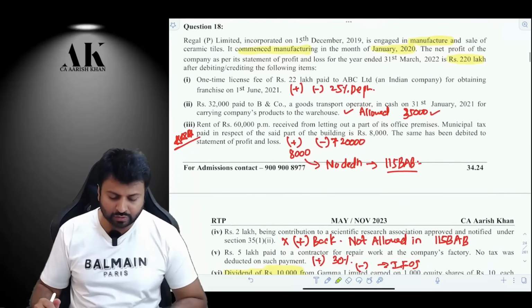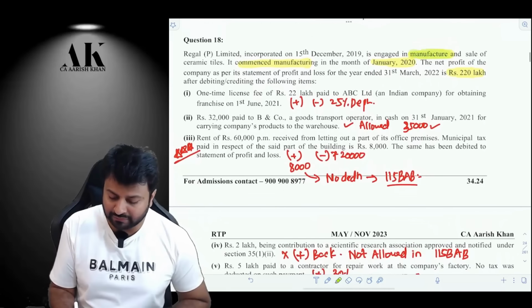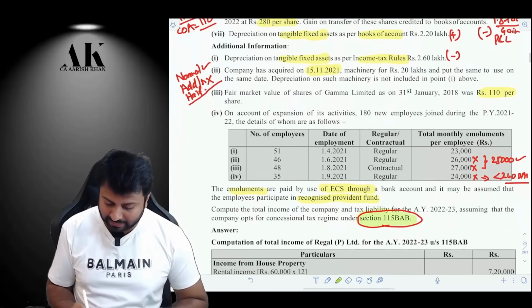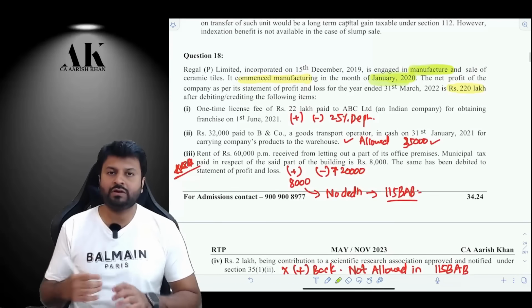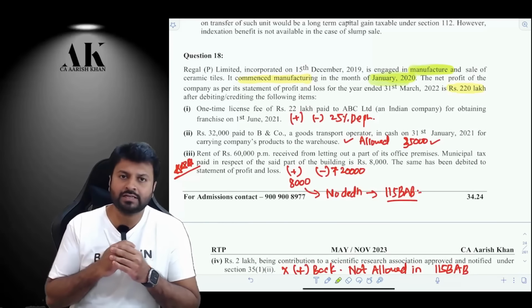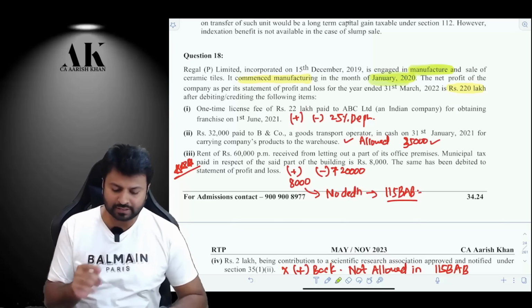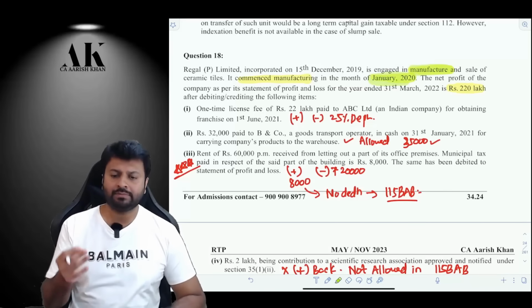Now, coming to the next question. Next question is a beautiful question. Assassi is a manufacturer which was set up in 2020, and Assassi is opting for 115BAB. So be very careful. If Assassi is opting for 115BAB, the tax rate is 15% in some cases, 22% in some cases, 30% in some cases, and special tax rates in some cases. Now, we have to compute the total income and tax liability of this particular Assassi.